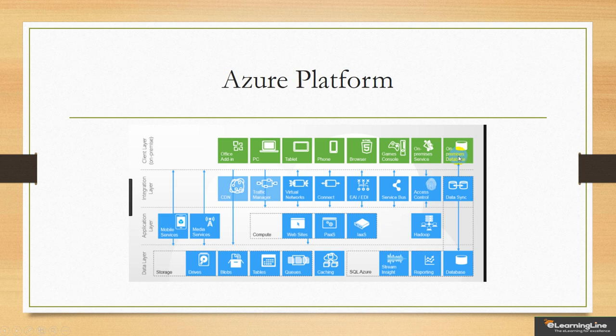Your on-premises database is going to do the data sync and store all your data into the database, right? So this is more like a client. This is more like the integration. This is more like the application layer. This is more like the data layer. So it is broken into one, two, three, and four parts.